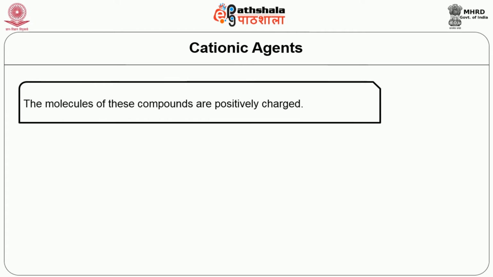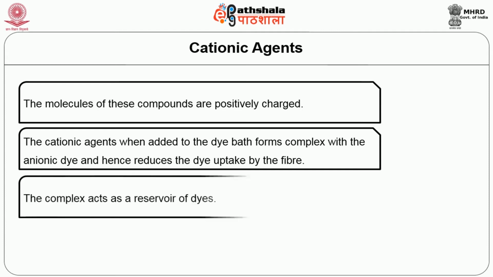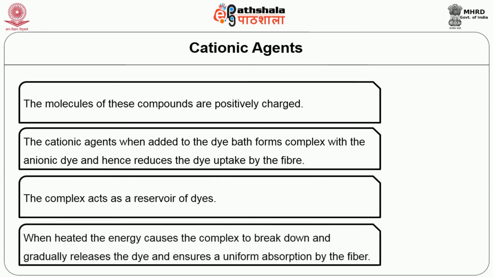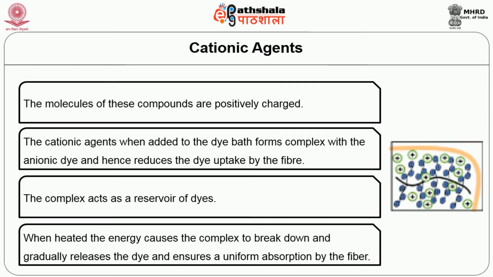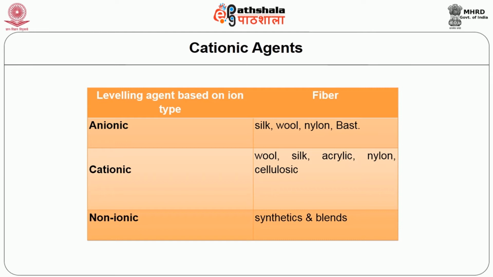Cationic agents: the molecules of these compounds are positively charged. The cationic agents, when added to the dye bath, form a complex with the anionic dye and hence reduce the dye uptake by the fiber. The complex acts as a reservoir of dyes. When heated, the energy causes the complex to break down and gradually releases the dye and ensures a uniform absorption by the fiber.